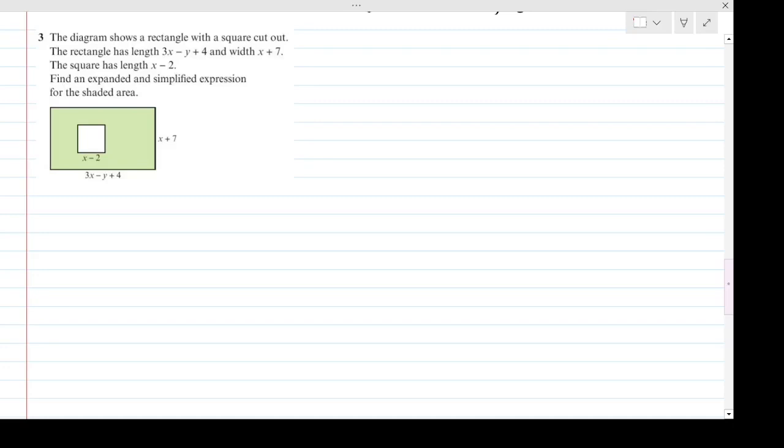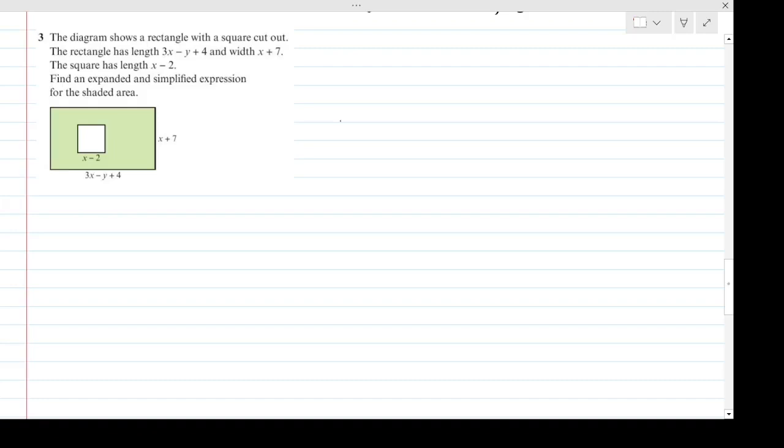So it wants us to find an expression for the shaded area, which is going to be this bit here, in the greenish colour. Okay, so how are we going to do that? Well, we're given information about the rectangle as a whole here, poorly drawn rectangle, and we're given information about the square. Well, I think if we find the area of the rectangle and take away the area of the square, we're left with the shaded area.